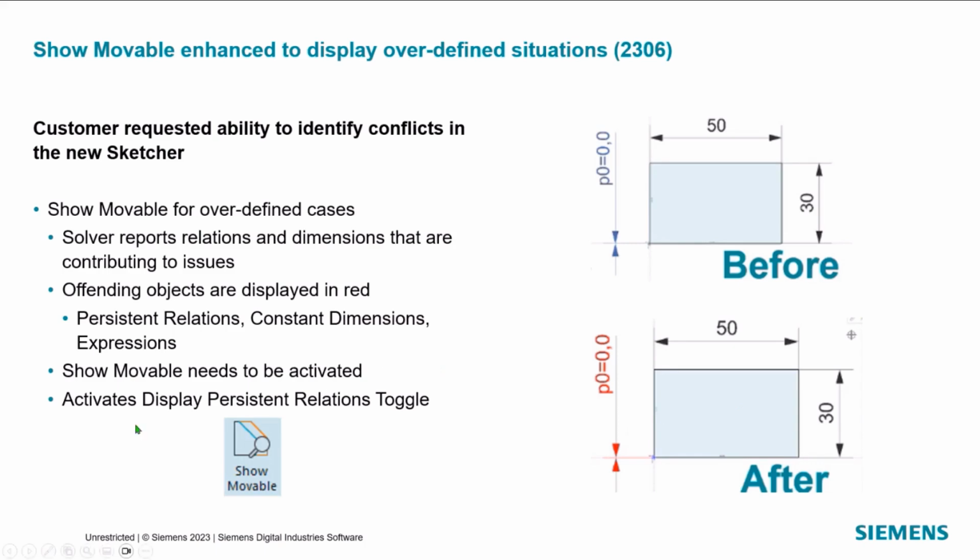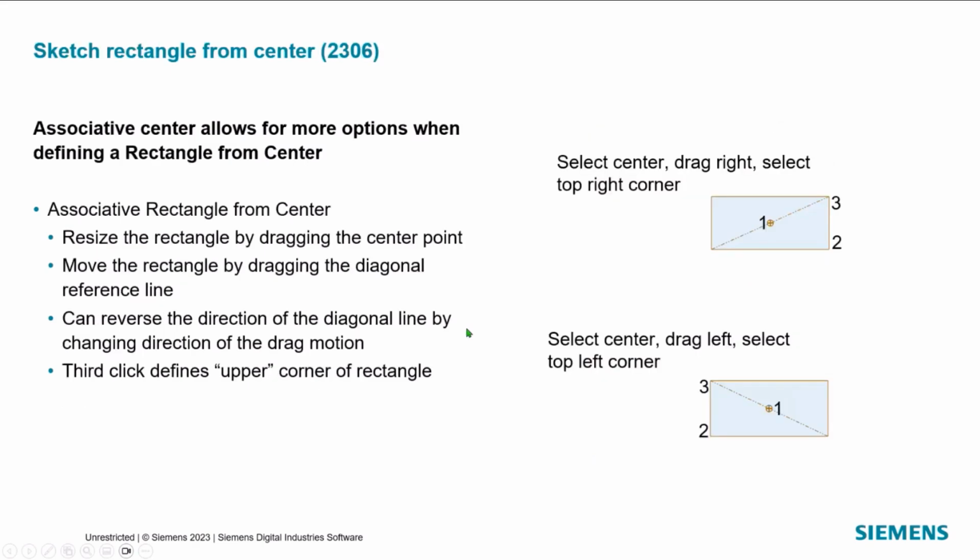But those are going to be displayed automatically when you're working with the show movable command, so that you can clearly see if there are any relations that are conflicting with any dimensions. So I'll try to show that. I know in a lot of words it might not make a lot of sense. I'm going to show that.